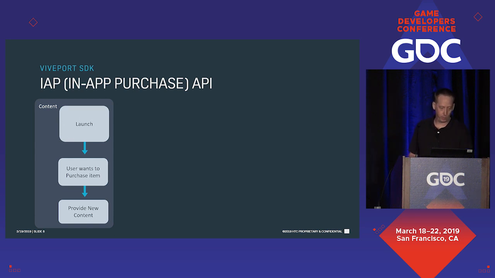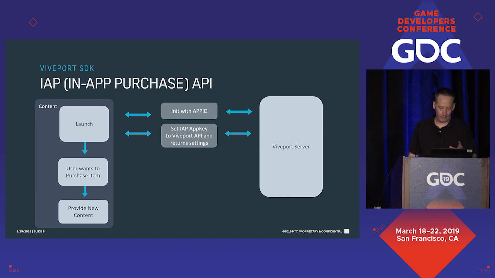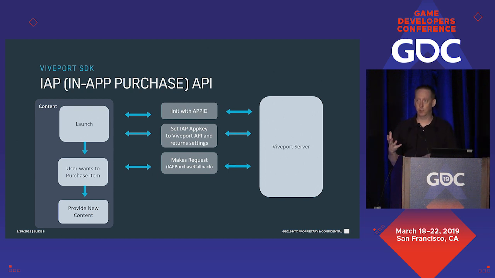So I'll walk you through how that works. If you launch the content, it's going to initialize with an app ID to the server and get the user information for you. Then it'll check the region, give you the information about the currency, where they're from, all that information that you would need. From there, it'll make a request. And if the player actually wants to purchase something, this is where it'll go check that information, give it back to them, so you can display it.